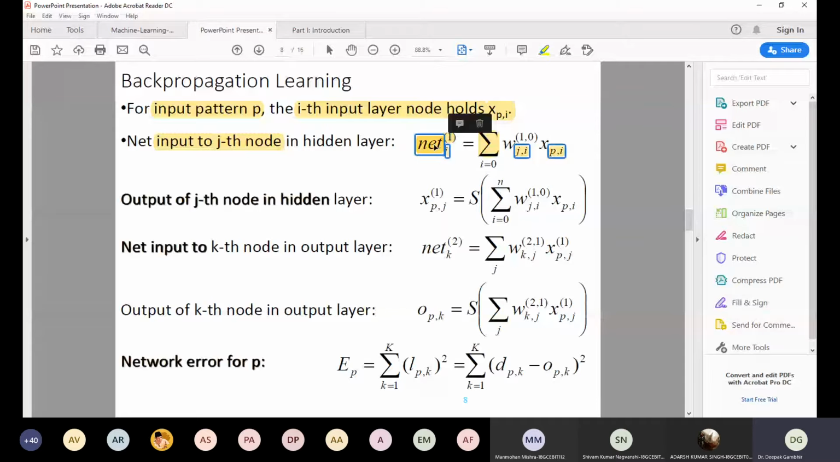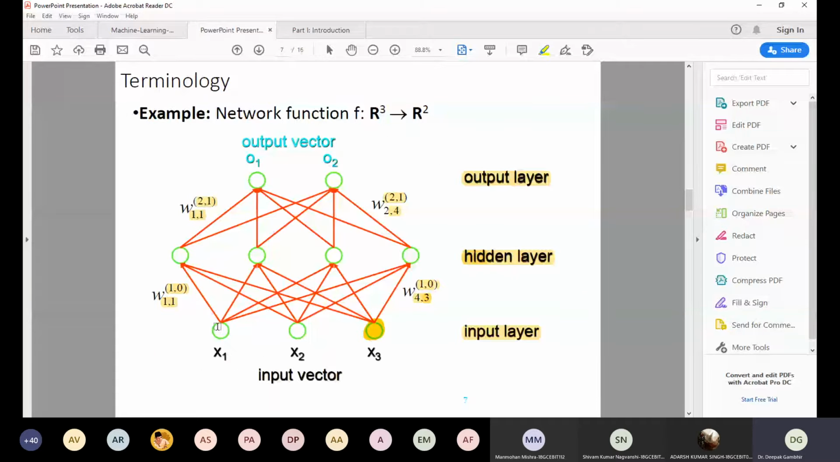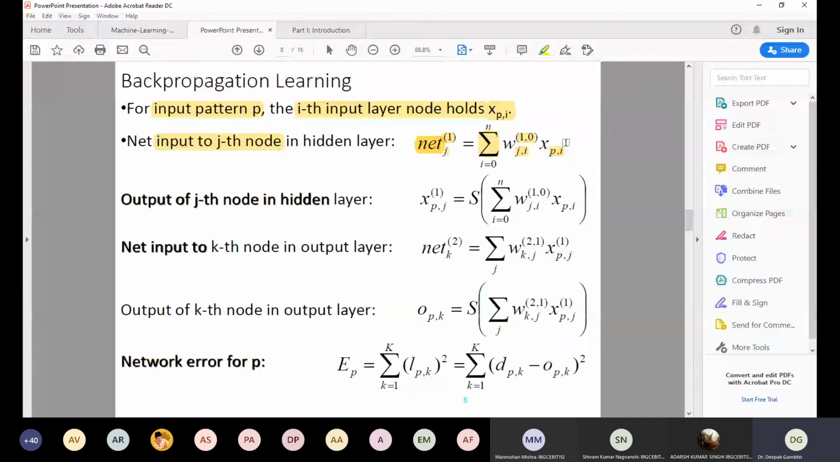So it is W11 x1, W21 x2, W31 x3, and sum them up. So that is the net of the first unit of the hidden layer. So it is the summation over i from 0 to n of Wji, where the superscript 1 0 is fixed because it is between the input layer and the hidden layer, W10, and x_pi is the input pattern.